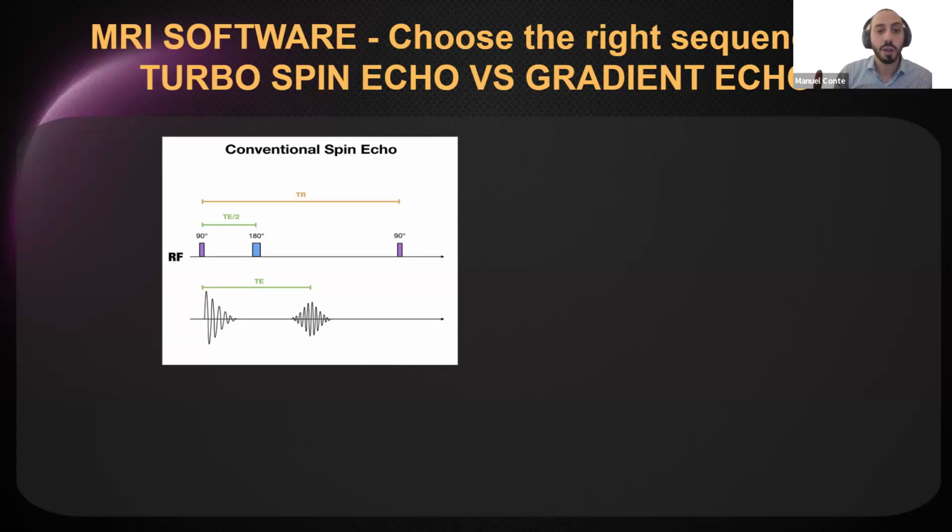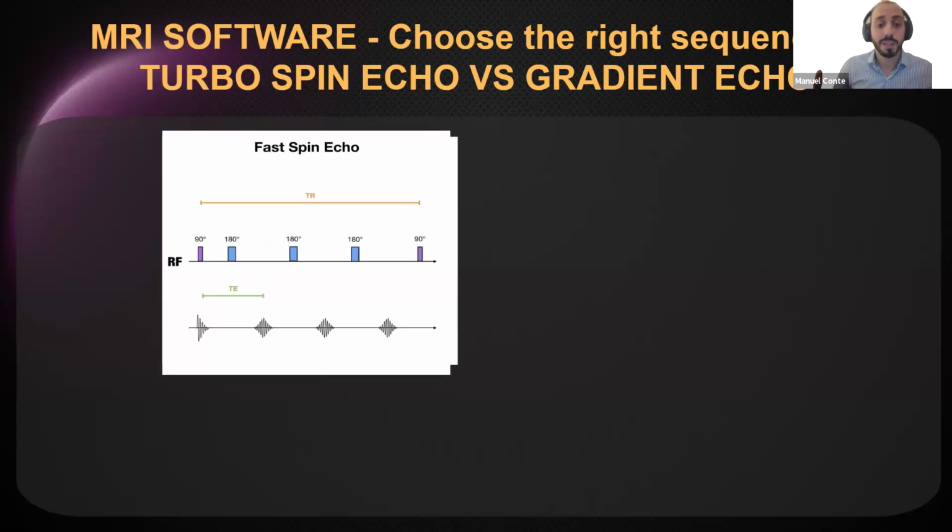As you can see in this image, this is a spin echo. So there is a 90 degree and a 180 degree pulse. There is the TR, which is the time between two RF pulses, and the TE, which is the time between one RF pulse and the collection of the signal.